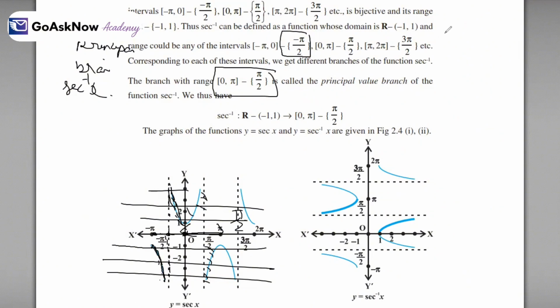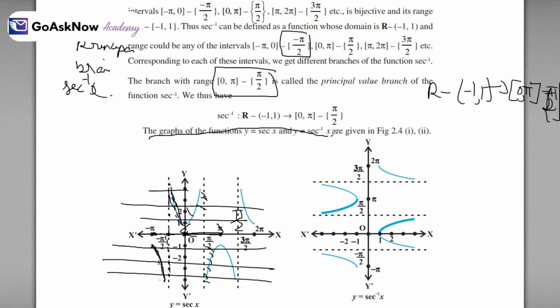So sec inverse has the domain R minus (minus 1, 1), similar to cosec inverse x, and its range will be 0 to pi, its principal branch value, minus pi by 2. Why is pi by 2 excluded? Because at pi by 2 the graph is approaching infinity, or you can say that it is not defined at that point. It approaches minus infinity and plus infinity, and these are not defined at that point. LHL and RHL are not defined.